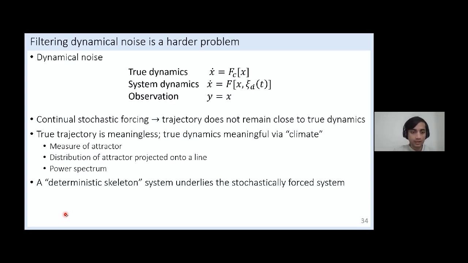So what we're going to hope to obtain is what we're calling the deterministic skeleton system of the data. So you have data which is coming in some kind of noisy, stochastically forced fashion.